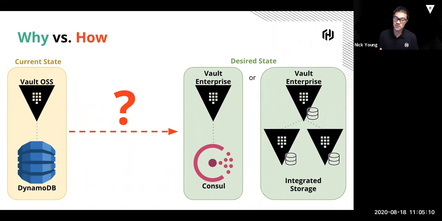But the how is very vague. Maybe you've heard it from a HashiCorp employee before that you have to choose Consul or integrated storage, but the path to get from Vault open source on an open source storage backend to something like Vault Enterprise with Consul or recently released integrated storage is not very well defined, and it's not centralized in any one specific place.